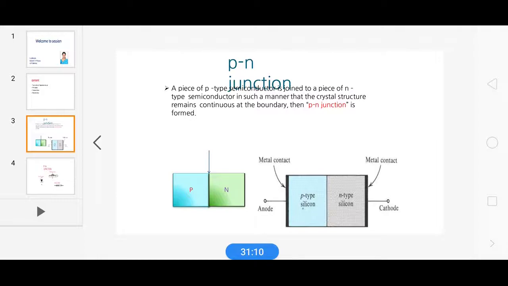So a PN junction is formed when P type is added to N type. That is, a P type semiconductor is connected to an N type semiconductor in such a manner that the crystal structure is continuous at the boundary. This is called a PN junction.